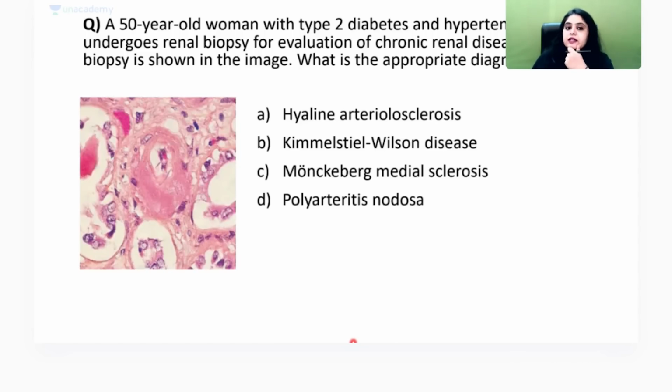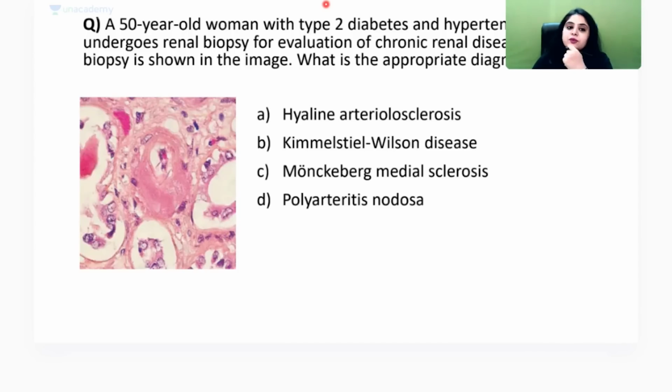One more question. A 50-year-old woman with type 2 diabetes and hypertension undergoes a renal biopsy. The renal biopsy image is given here. I am giving you 15 seconds to answer this. Remember, renal biopsy, diabetic, hypertension. What do you see? I think everyone has given me the favorite answer that you always give. Just because it is saying diabetes and hypertension, everyone has given their favorite answer.